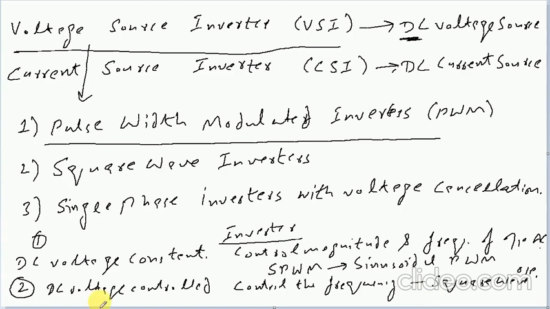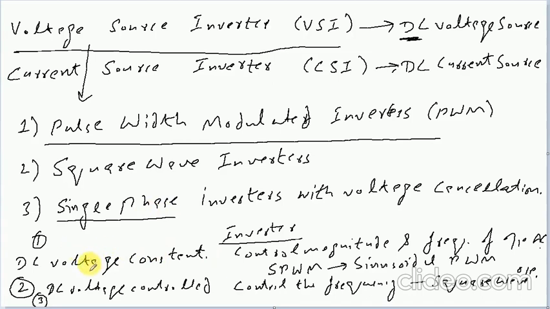Now the third category is being given this name of single phase inverters with voltage cancellation. In this particular case, we have the single phase output, and this term has been added because this particular type of category is only possible with single phase inverters, and it is not possible in the case of three phase inverters, okay.